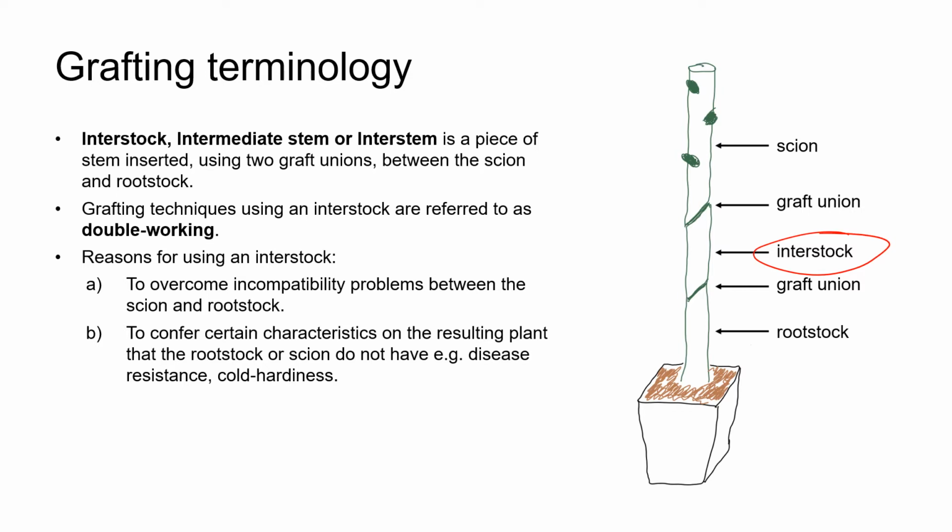Firstly, there may be incompatibility problems between the scion and the rootstock, and using an interstock from a third plant may help to overcome this. Secondly, the interstock may be used to confer additional characteristics on the grafted plant that aren't possessed by either the rootstock or the scion. For example, it might confer disease resistance or cold hardiness. Let's look now at where the scions, rootstocks, and interstocks all come from.